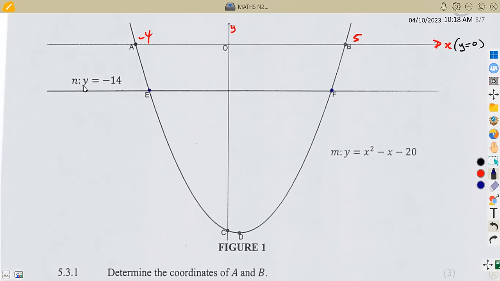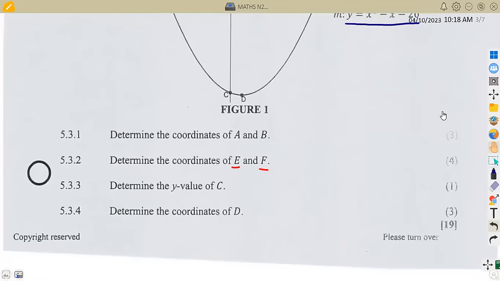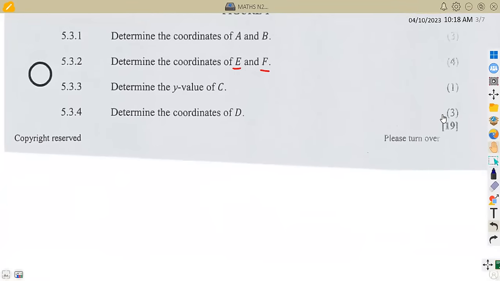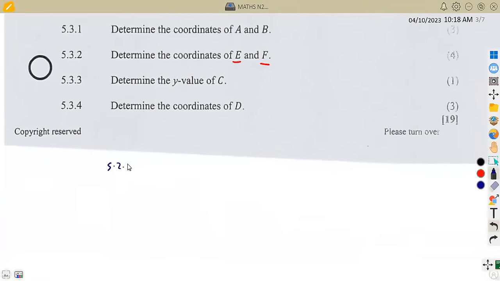These are points of intersection where y is equal to minus 14 is intersecting with the graph of y is equal to x squared minus x minus 20. So all we need is to calculate the point of intersection. All right, so how do you calculate the point of intersection? Remember that these two graphs, they will be equal. So y will be equal to y. So given the y, which is equal to x squared minus x minus 20, and the graph of y, which is equal to minus 14, these two graphs, they intersect at each point. So that means they will be equal. So we can calculate the values of x, since at that point we know that y is at minus 14.